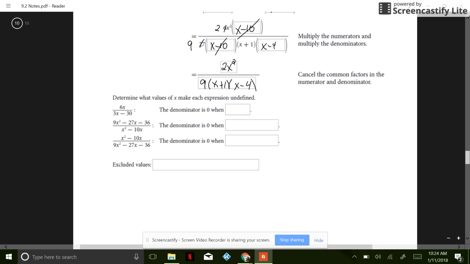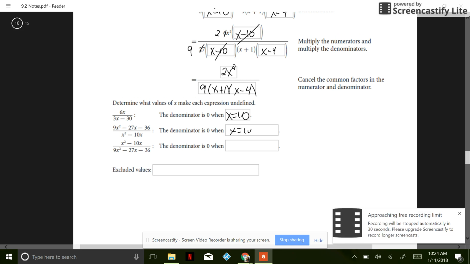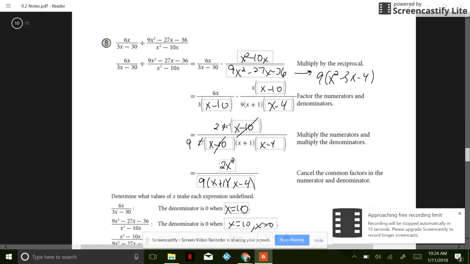So we have to think about all the different denominators that would have a problem. So the 3x minus 30 would have a problem when x is 10. The x squared minus 10x is going to have problems where x is 10 and x is 0. Next one will have problems when x is negative 1 and x is 4. So those are all of our excluded values: 10, 0, negative 1, and 4. So you have to look at multiple places. You have to look here and here and here for all of the problem areas.